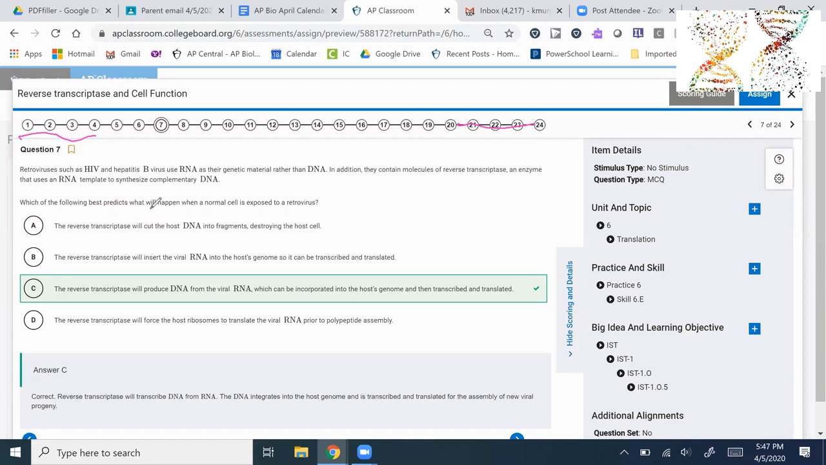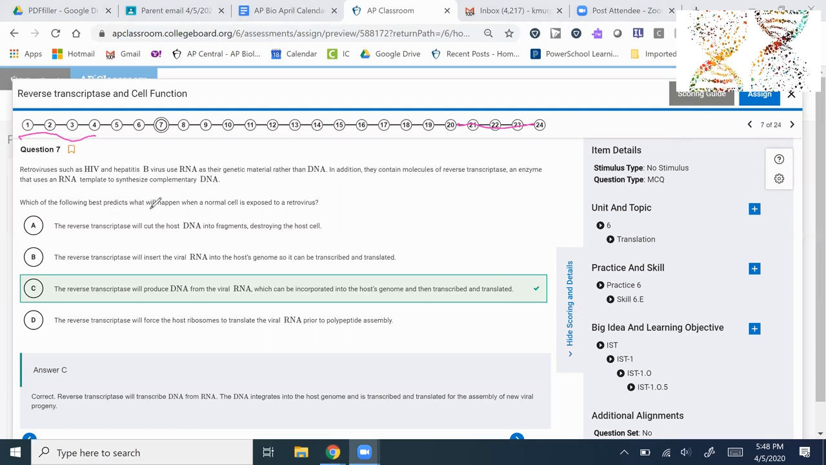All right, so you've got to be thinking, if you know what retroviruses do, they reverse transcribe their RNA into DNA, into the host genome, and then it gets transcribed and translated. All right, so let's look at A. The reverse transcriptase will cut the host DNA into fragments, destroying the host cell.